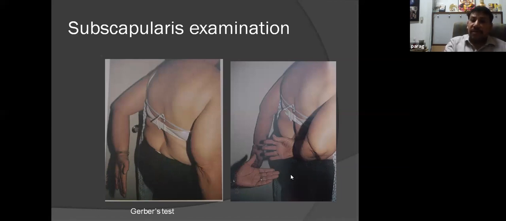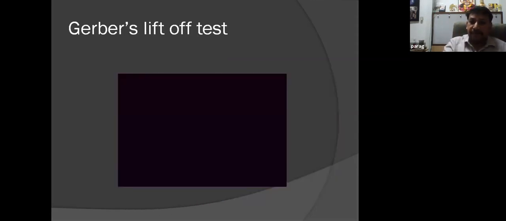As you see in this picture, on the right arm, this lady is not able to lift off her buttock or the lumbar spine. So this is suggestive of a subscapularis tear.